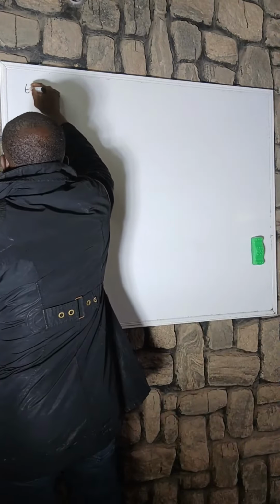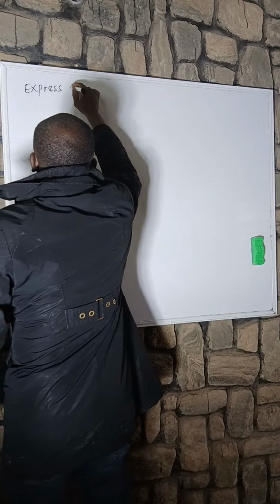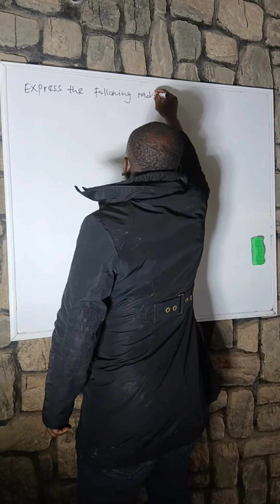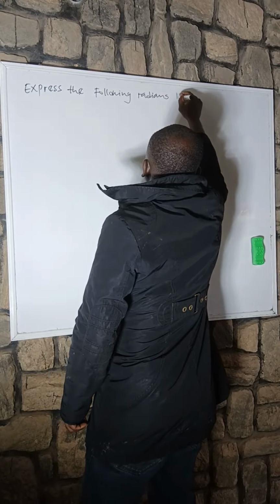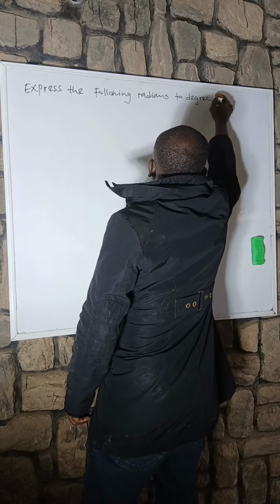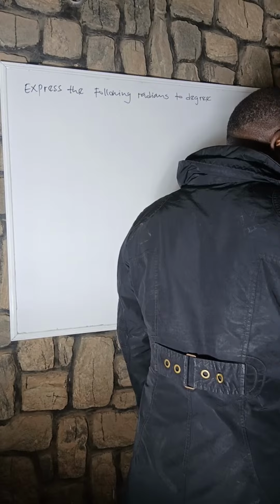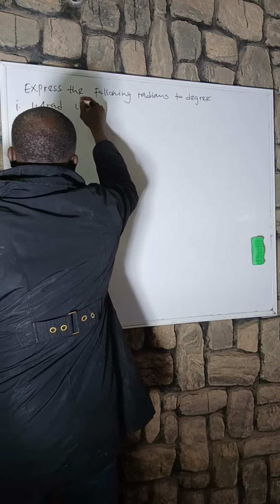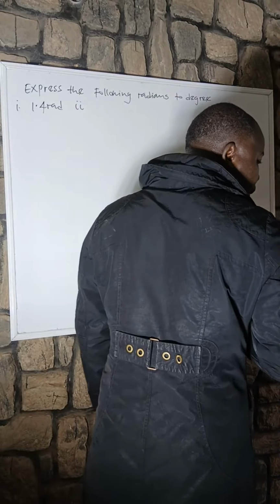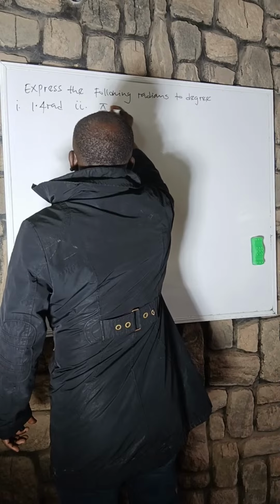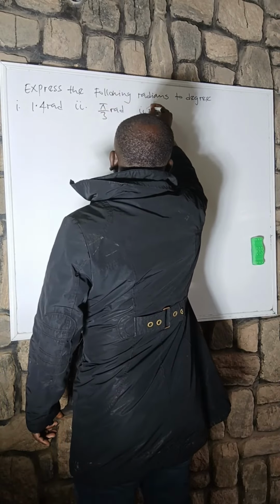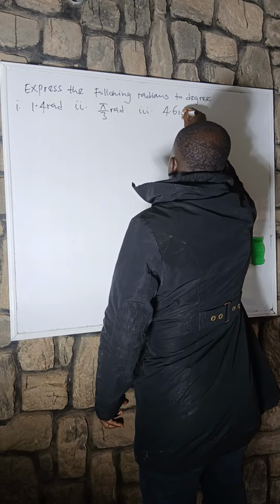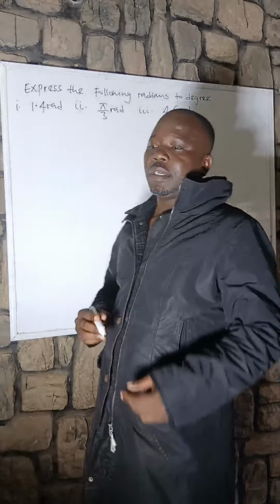Express the following radians to degrees: 1.4 radian, pi all over 3 radian, and 4.6 radian. I think we'll be needing your calculator.